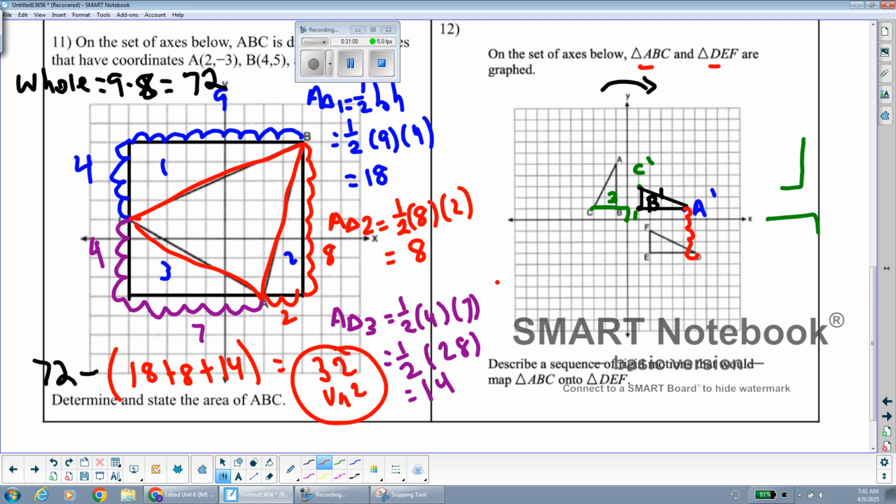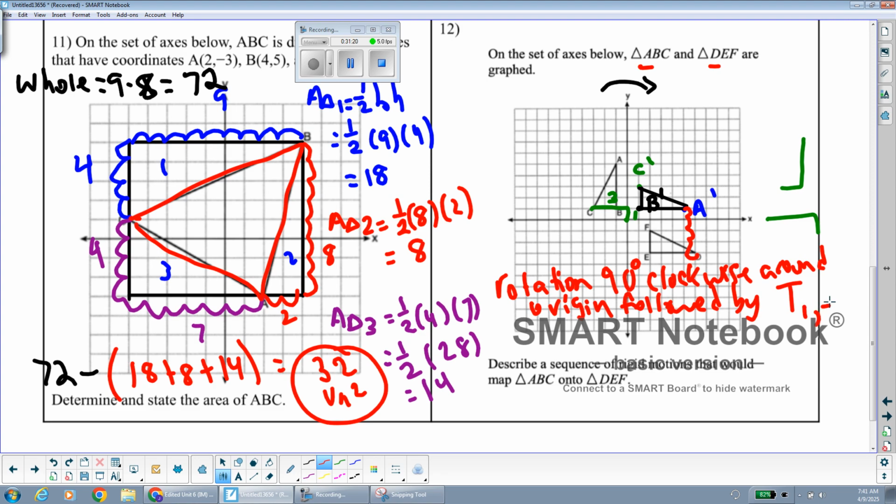So I'm going to write this out. Rotation 90 degrees clockwise around origin, followed by a translation of 1 unit to the right and 1, 2, 3, 4 units. You don't have to use notation. You can literally write that out: 1 unit to the right and 4 units down.